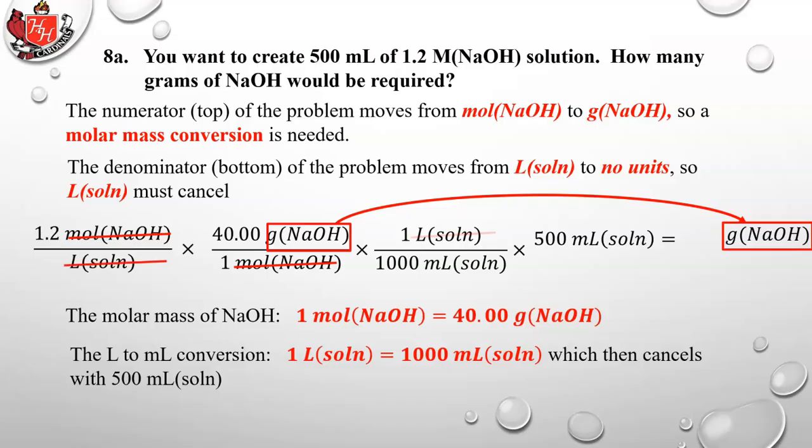So liters cancels there and there, milliliters cancels there and there. You'll notice that there are no more units on the bottom. So now we're ready to go ahead and calculate our answer. And if you multiply 1.2 times 40 divided by 1,000 times 500 divided by 1,000, you get 24 grams of NaOH.